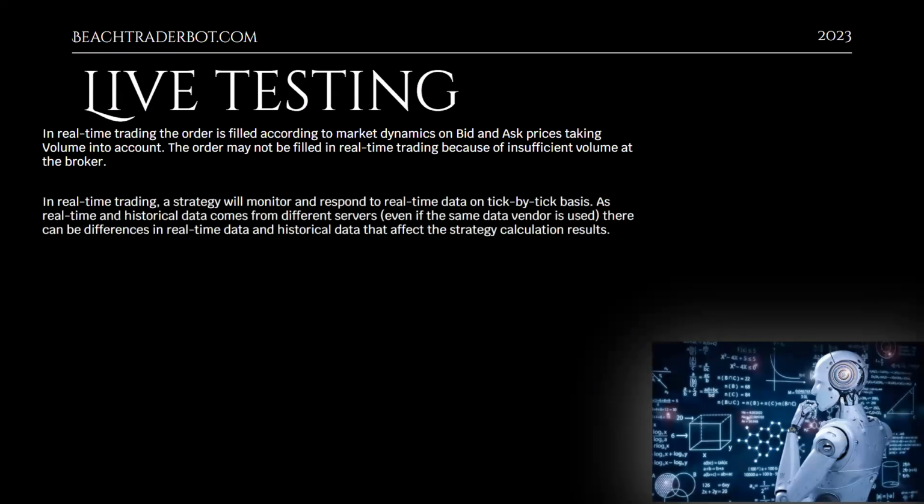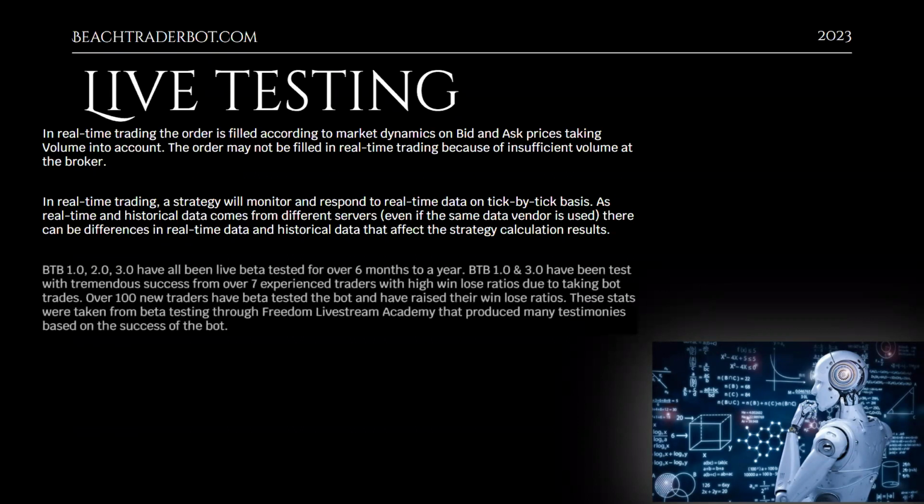But in real-time trading, a strategy will monitor and respond to real-time data on a tick-by-tick basis. Real-time and historical data come from different servers. Even if the same data vendor is used, there can be differences in real-time data and historical data that affect the strategy calculation results. Now, that's why we all use Surge Trader. We all use 8cap, because 8cap is a different broker than another broker, let's say. And so if you use another broker, gold might be at a different price, or BTC or US30 might be a little different price. It might, you know, cost a little bit of money to take a trade. So all of us in our academy, we usually tell people the best thing to do is to use Surge Trader. It's a great advantage over everybody to all be doing the same thing.